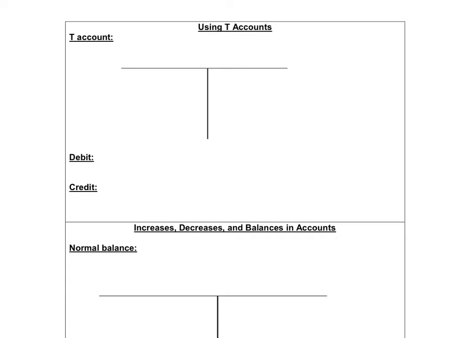But that's actually not a very efficient process because, as y'all know, it took a long time to keep up with each transaction and then keeping a running balance as we went along. And it just wasn't very organized. So T accounts help us organize our transactions in a more efficient way. So a T account is an accounting device used to analyze transactions.